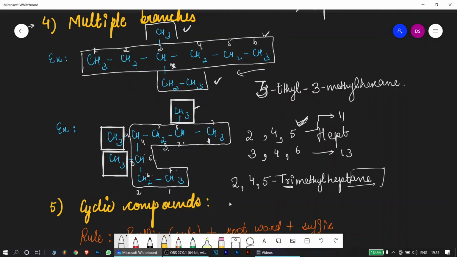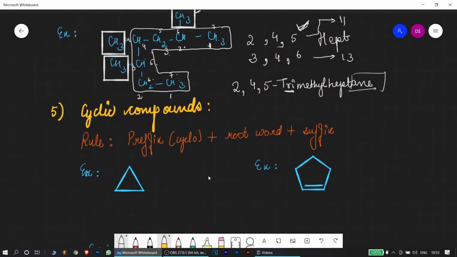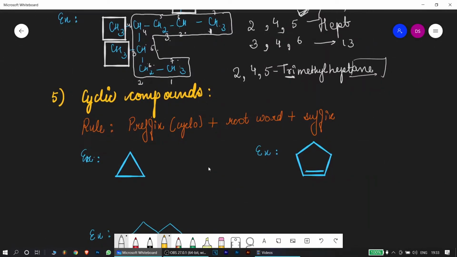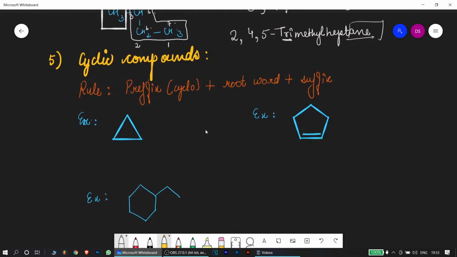Now coming to the cyclic compound naming. Here it is very simple. There is only one thing which you have to remember over here, which is this rule. There is a particular prefix that you use for naming the cyclic compounds. Now first thing, what are cyclic compounds?